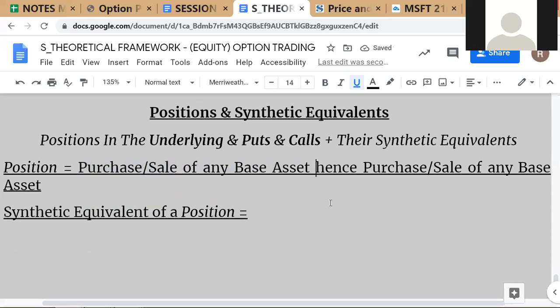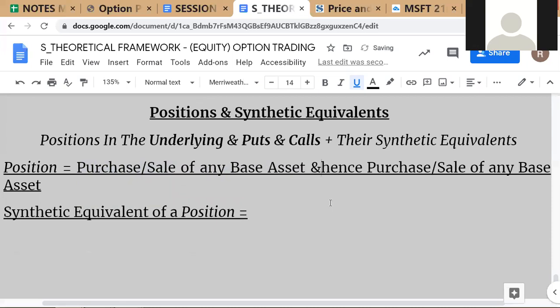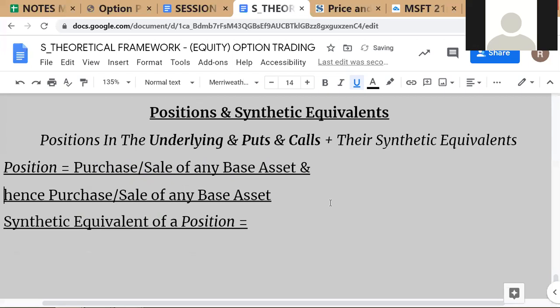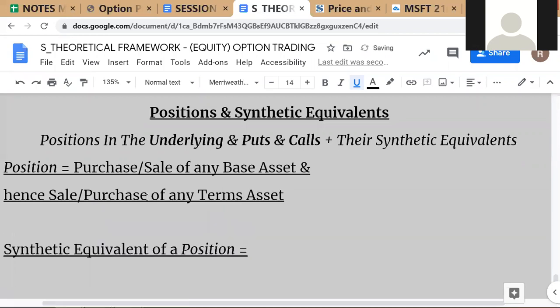It should be sale, purchase. So if you're purchasing the base asset, that means you're selling the terms asset, and vice versa. So this will be written as sale, purchase of any terms asset. So purchase, sale of base asset, and sale, purchase of terms asset.